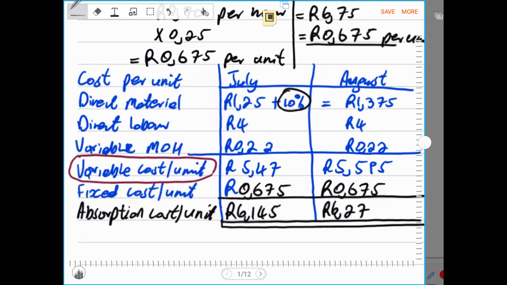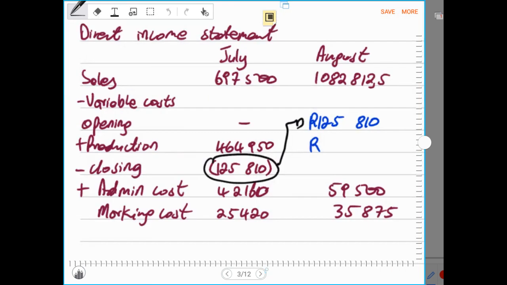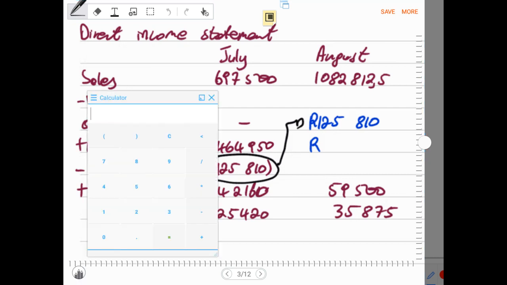Then now in the month of August, we are taking the 5 Rand 595 as our cost for the month of August to calculate our variable cost. So now we have 5.595 times by the production, and the production was 78,000 units.